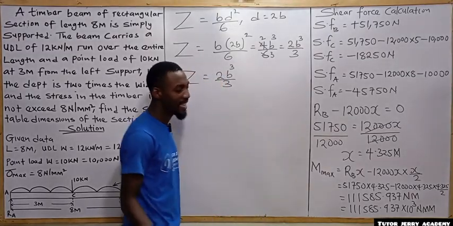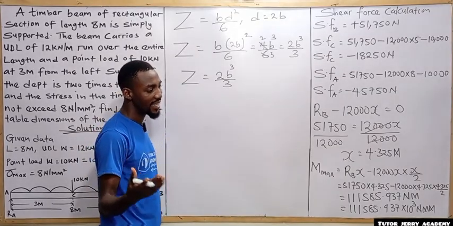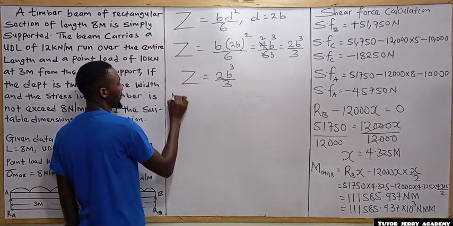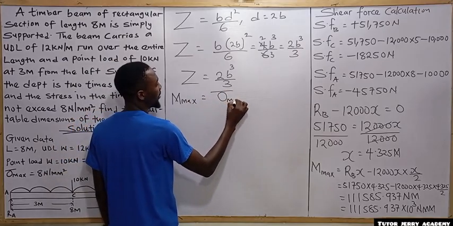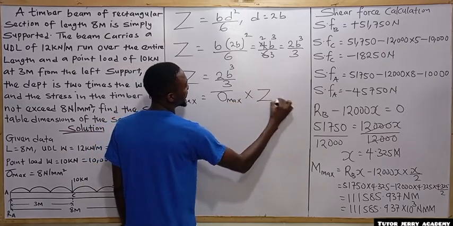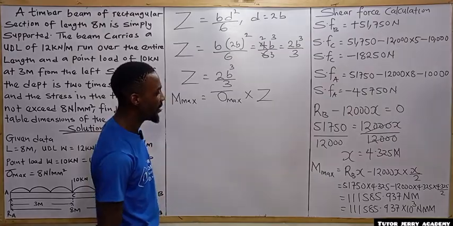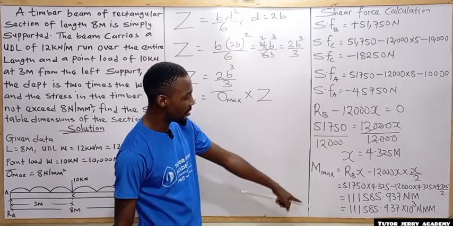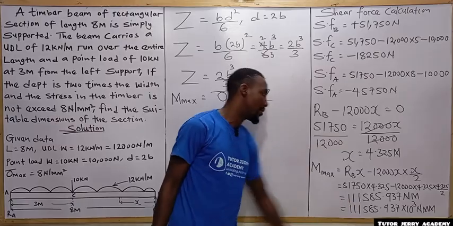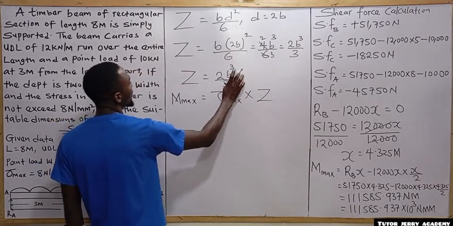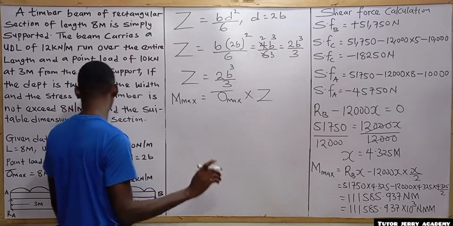All right. So now again, you are going to recall from the flexure formula that our maximum bending moment is equal to the maximum stress times Z. All right. So we already know what our maximum bending moment is. We are going to be using this one in millimeter. So the unit for this will be mm to the power of, is it 3 or 4, if I'm not mistaken. All right.